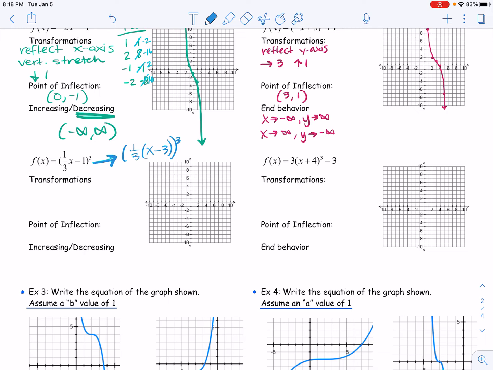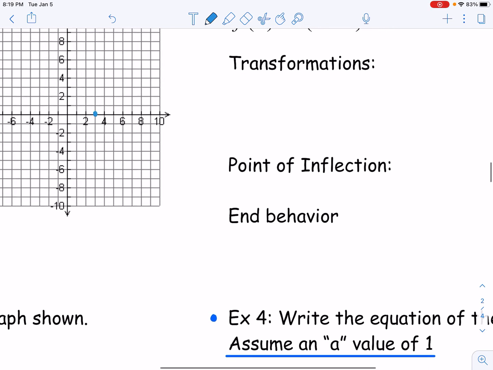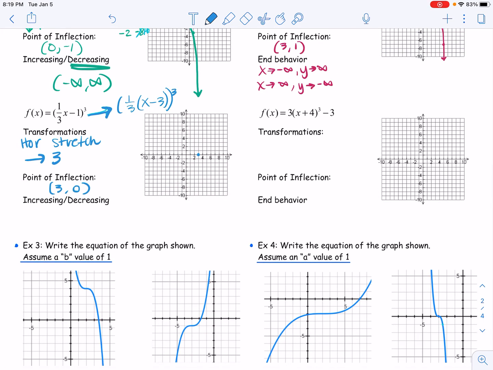So that 1/3 is representing a horizontal stretch. And then the minus 3 on the inside is signifying a shift to the right 3 units. So that's where my point of inflection is, at (3, 0). (3, 0) is here. Horizontal stretch of 1/3. So everything's being divided by 1/3, which means it's being multiplied by 3. So instead of going right 1, up 1, right 2, up 8, horizontally, so that's the x, the left and the right, this is going to be multiplied by 3.